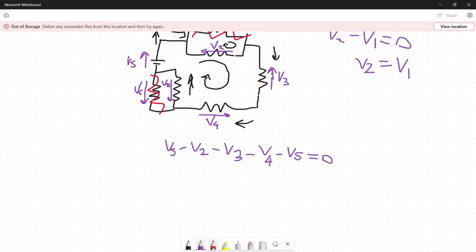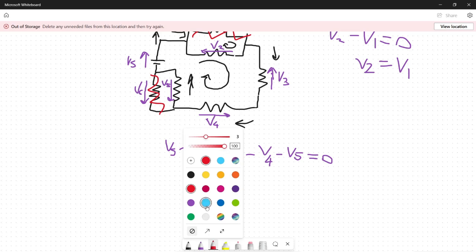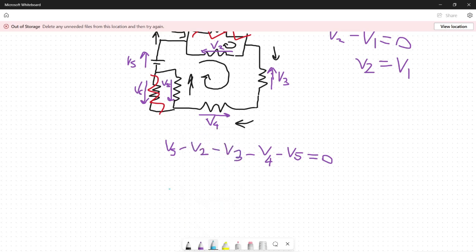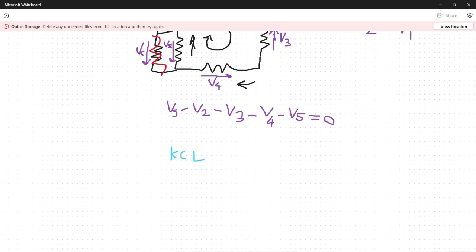Now Kirchhoff's other law is the current law. We spoke about this in our parallel video. KCL, Kirchhoff's current law, basically states that the amount of current going into the branch is the same as the current coming out. So the algebraic sum of current going in is equal to the sum of current going out.